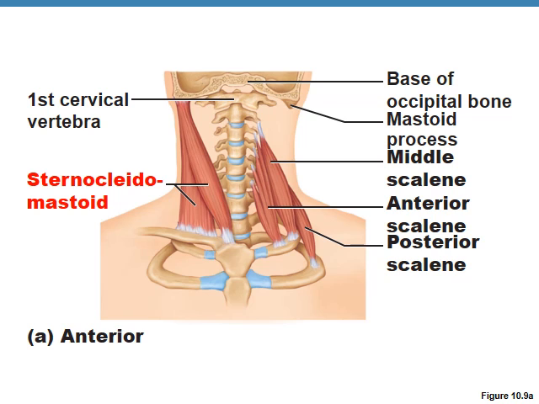Here's another view of the sternocleidomastoideus. You can see now the mastoid process of the temporal bone. You can see that it's attached to the clavicle and the sternum. This muscle also allows the sternum to expand when you're taking in a really deep breath.